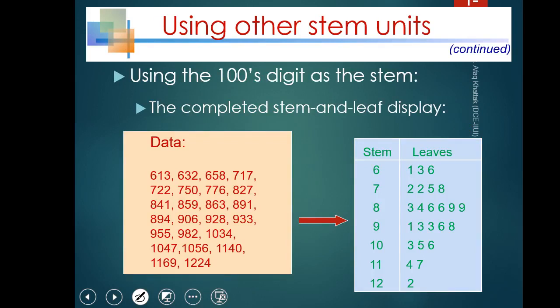So you can see another example here. It's huge data, and you can simply transform that whole data into a stem and leaf diagram.